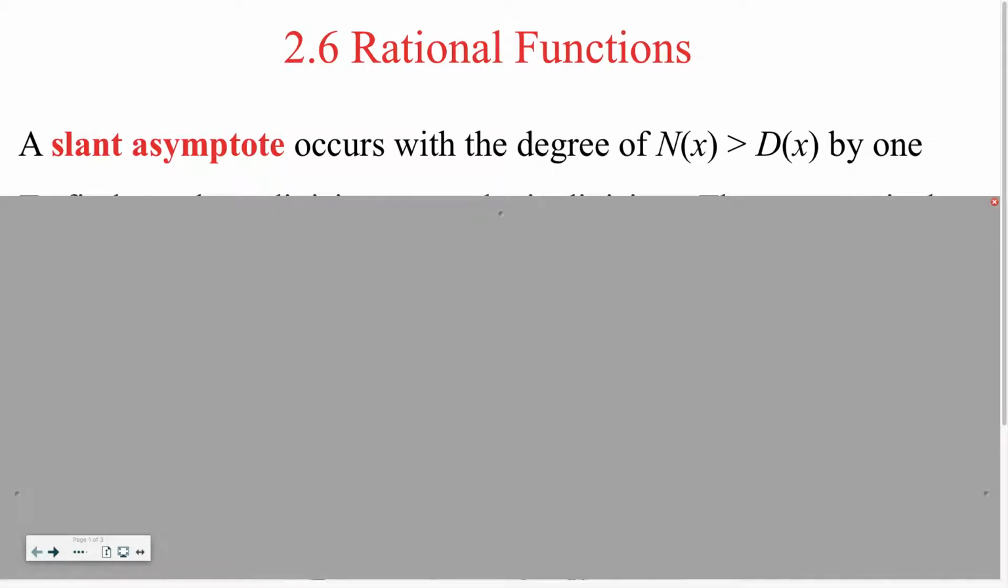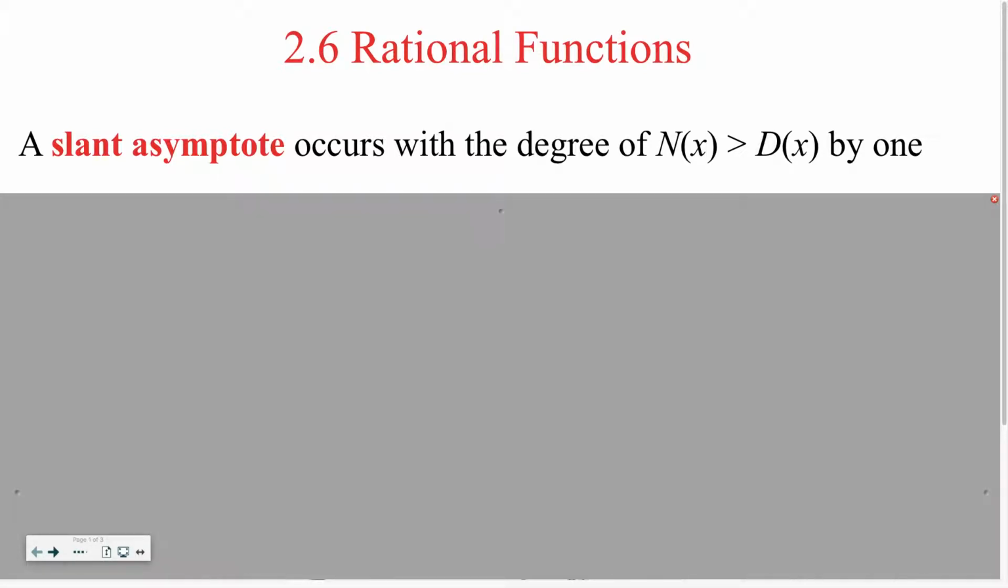Okay, so a lot of you have been a little bit worried. What happens if our numerator has a larger degree? That's the third case we haven't talked about. Truth of the matter is there is not a horizontal asymptote. There is a slant asymptote.